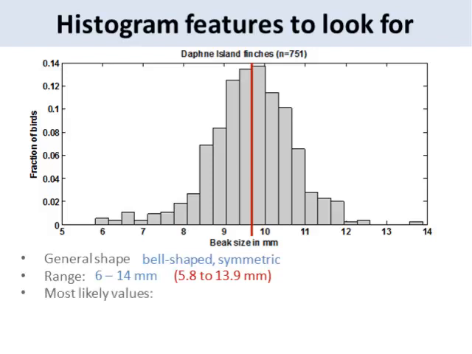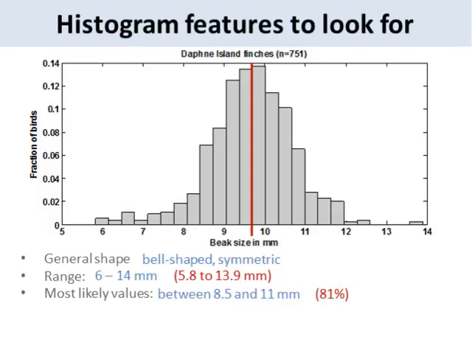To estimate the most likely values, I look at which bin positions have the tallest bars. I'm going to estimate that most of the values are between 8.5 millimeters and 11 millimeters. When I actually calculate how many values are in this interval from the data, I find that 81% of the values are in this interval.